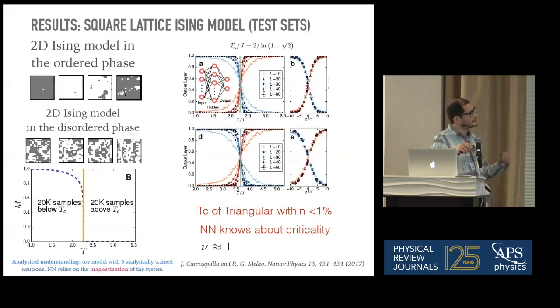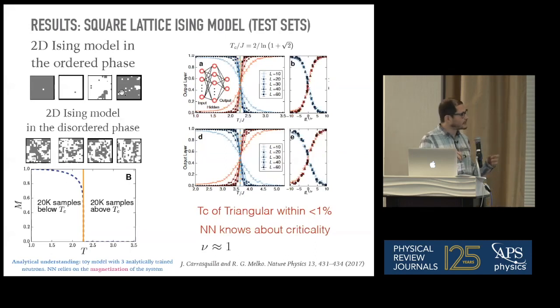There's also an interesting exercise that we did, which is we trained the model on the square lattice, and then we were able to detect the critical temperature of the triangular lattice, right? So these ideas of generalization apply also in this context. You can even change dimensionality, right? If you take a model trained in 2D, it can detect phase transitions in 3D, so long as they have the same order parameter and so on.